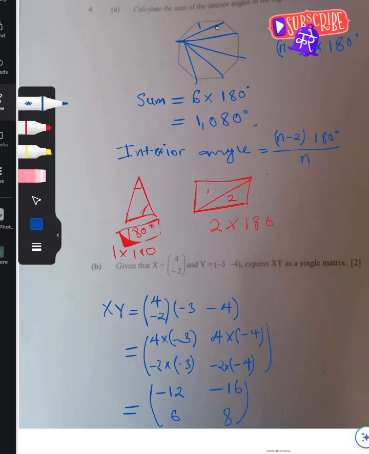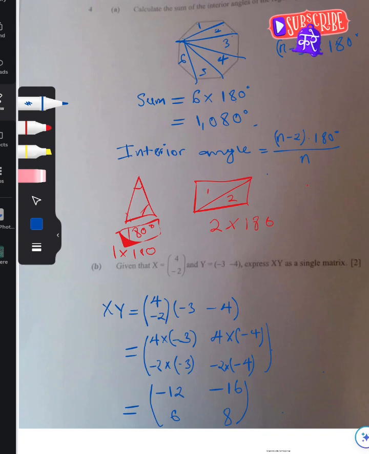So this is 1, 2, 3, 4, 5, 6 triangles. That is why I said 6 multiplied by 180. Why 180? Because one triangle has interior angles summing to 180. So this plus this is 180, this plus that is 180, this plus that is 180. So 6 of them multiplied by 180 is 1080 degrees.